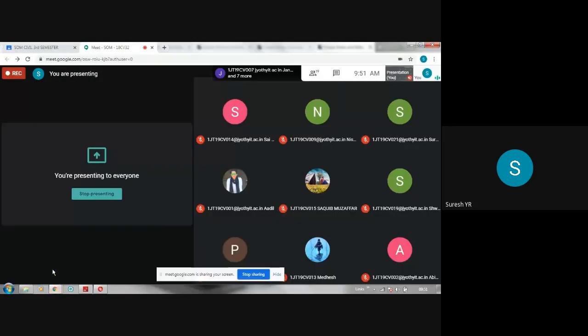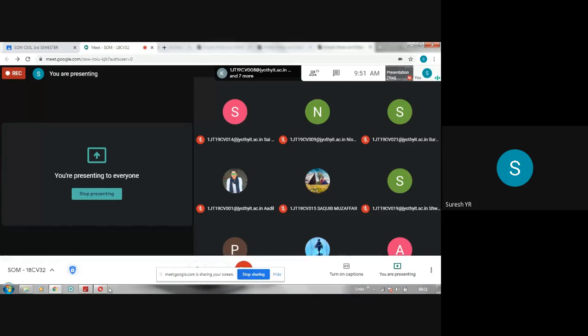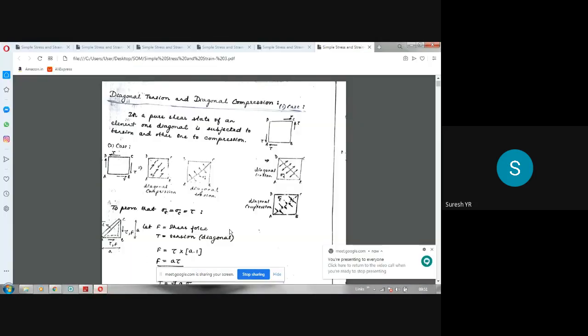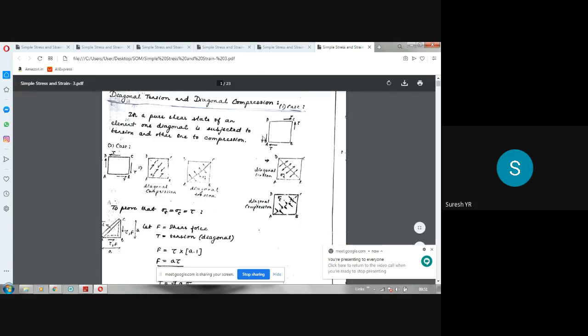Due to that shear stress, you will have two other forces that are going to develop within the element. So we have to understand this clearly. Please understand these sketches clearly, then it will be easy for you. What happens in a pure shear state of an element: one diagonal is subjected to tension and the other one is subjected to compression. See, this is the state of pure shear. You can write like this.